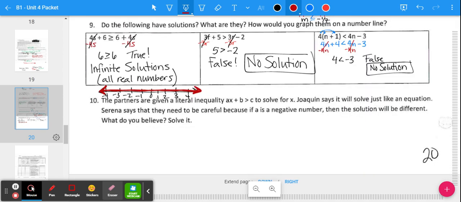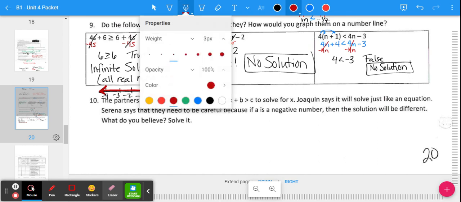All right, last problem. The partners are given a literal inequality, ax plus b is greater than c, to solve for x. Joaquin says it'll solve just like an equation. Serena says they need to be careful because if a is a negative number, then the solution will be different. What do you believe? Solve it.